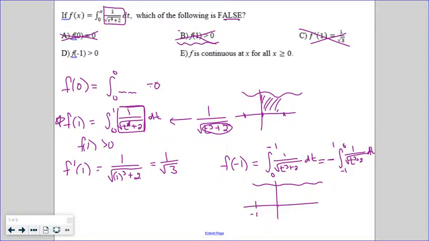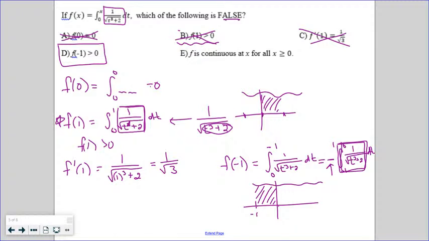And from -1 to 0, this would be above my x-axis. So this part of it is going to be some positive value. And then plugging the negative in front of it, that's going to make it a negative value. And so this is what is false. F of -1 is greater than 0? Not true. It has to be some negative value. And then let's just talk about the last one real quick.